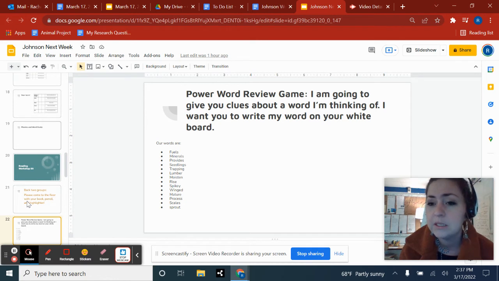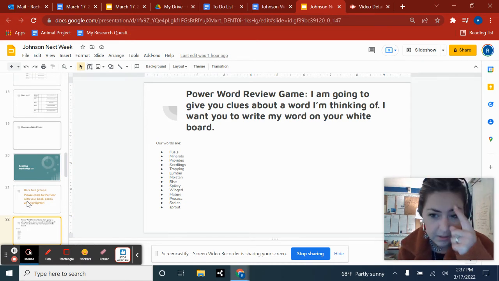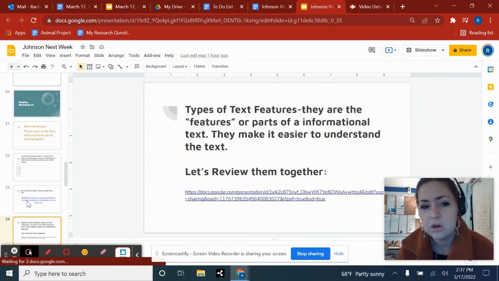Here are our power words. I'm going to give you some clues for the word. I'm going to think about my head and mature. All right, a clue would be grown up. A clue would be changed over time. What word might that be? Learning target.